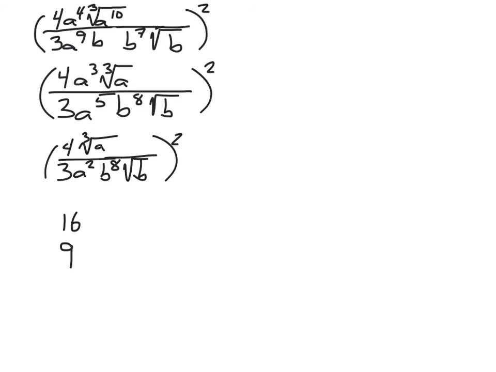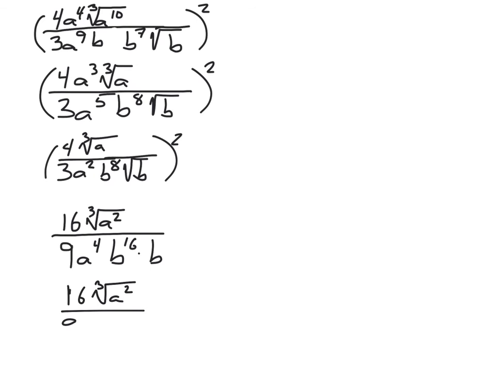If I'm going to do the cube root of a squared, that can just become the cube root of a squared. And then on the bottom, the a squared squared becomes a to the 4th. The b to the 8th squared becomes b to the 16th. And the square root of b squared equals b. Which means then that I don't have a whole lot left I can simplify. We end up with 16 cube root of a squared all over 9 a to the 4th b to the 17th.